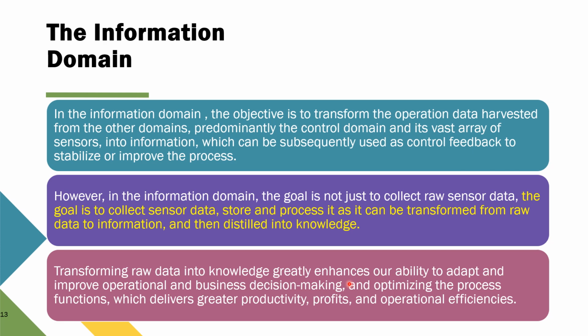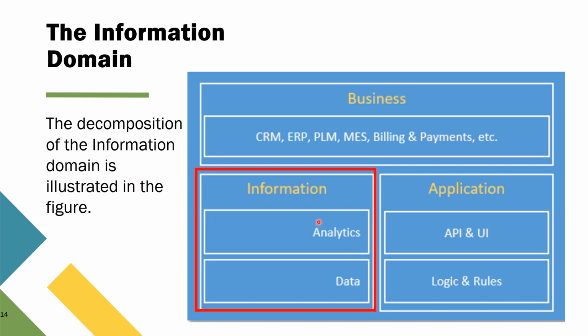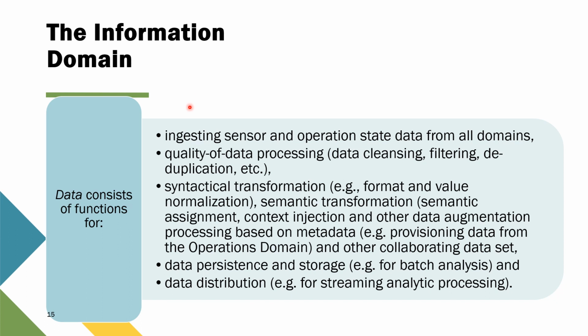So this will optimize the process as a whole, and you can also improve the productivity, profit, and operational efficiency. Under the information domain, we have two elements, which are data and analytics. Now let us look at the data in the information domain.